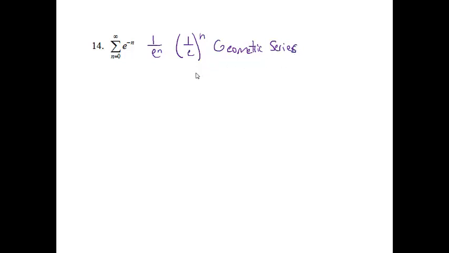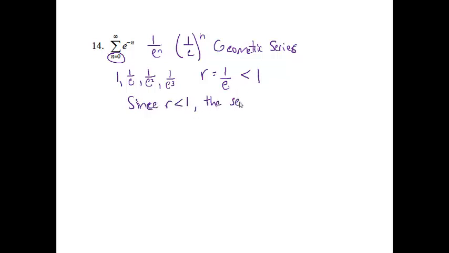If I started writing the terms of the sequence, we're starting at n equals 0. So when n equals 0, I'd get 1. And when n equals 1, I'd get 1 over e. When n equals 2, I'd get 1 over e squared, then 1 over e to the third. So I noticed that my first term was 1, and my ratio is 1 over e. And 1 over e is definitely less than 1. So since my ratio is less than 1, the series will converge.